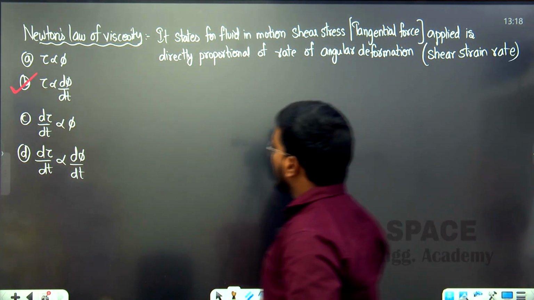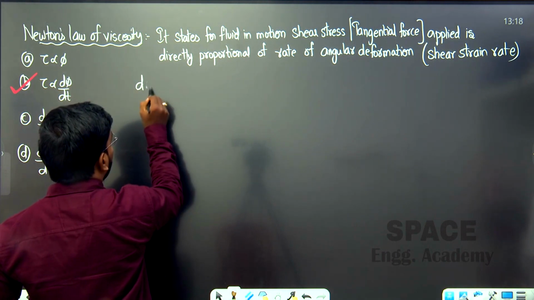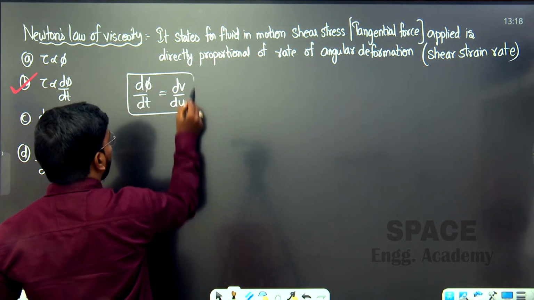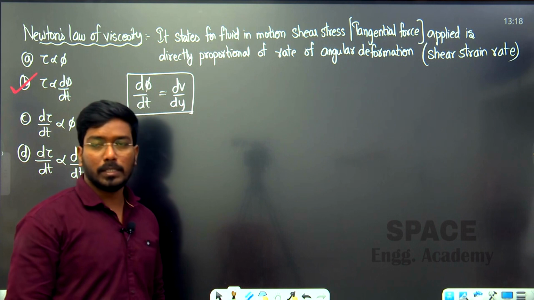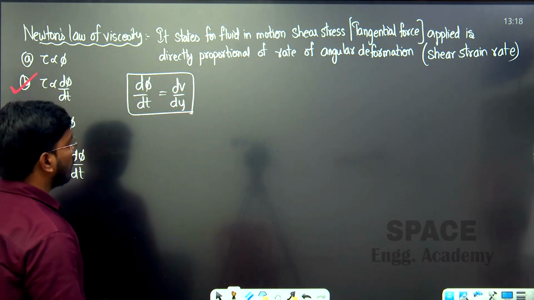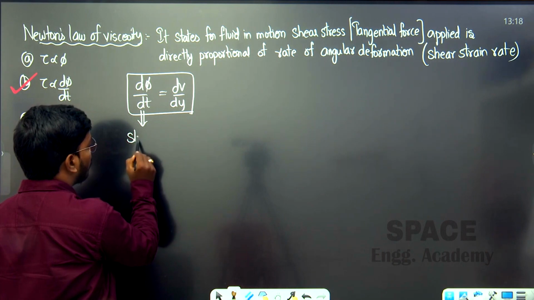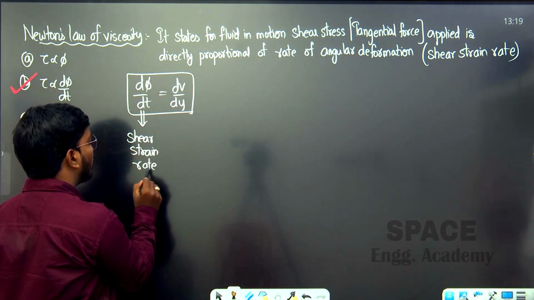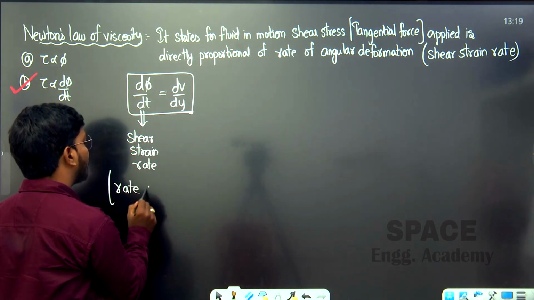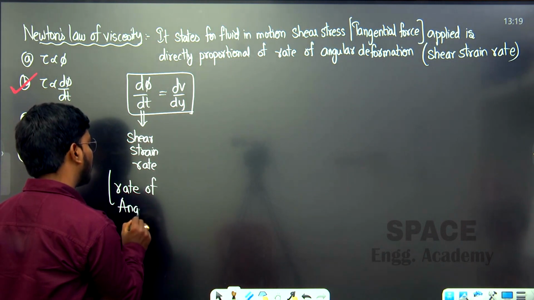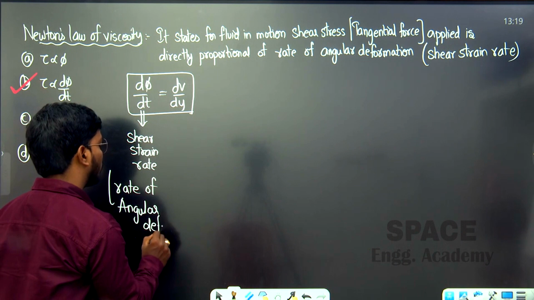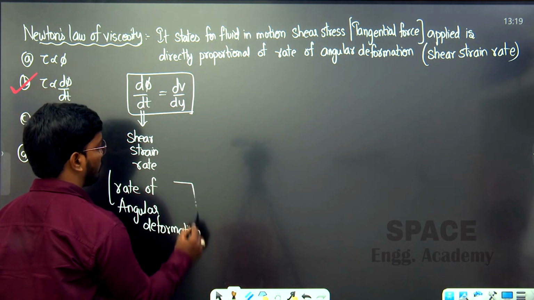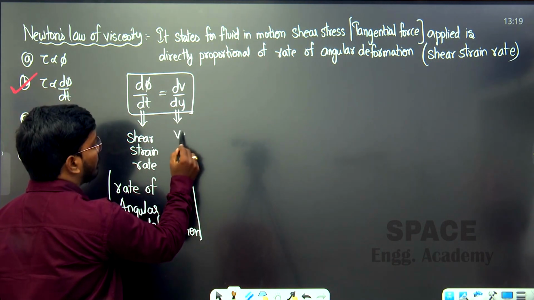In the previous slide itself I told you that rate of shear strain is the velocity gradient, dV by dy. We discussed this when we were discussing the no slip condition. d phi by dt and dV by dy are equal to each other. So what is it called? Shear strain rate, or rate of angular deformation. And dV by dy is called the velocity gradient.